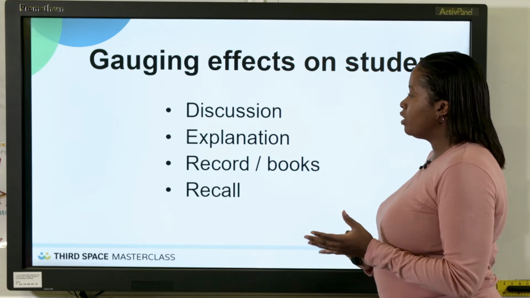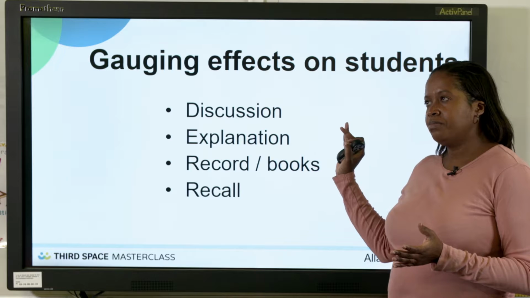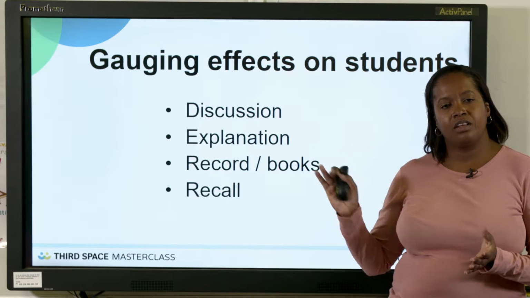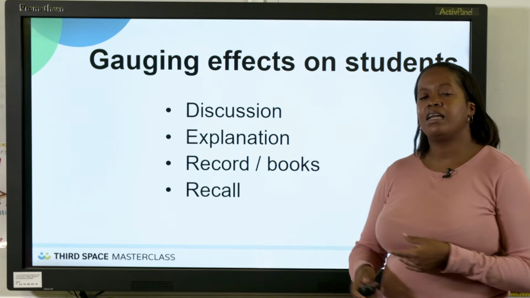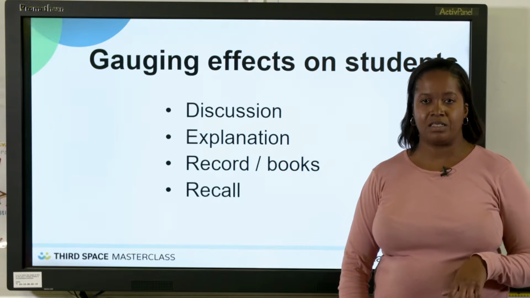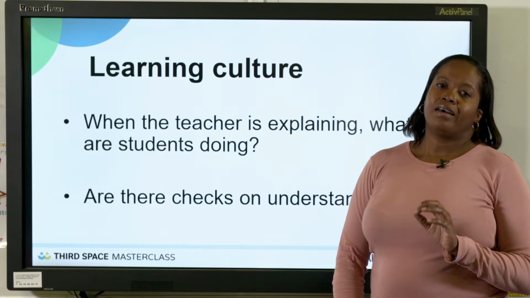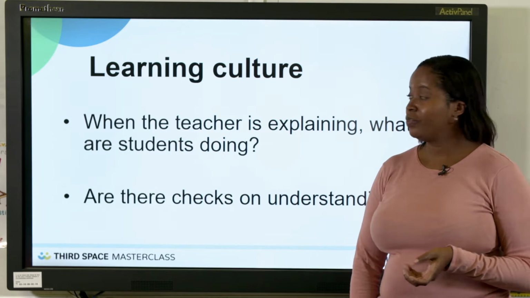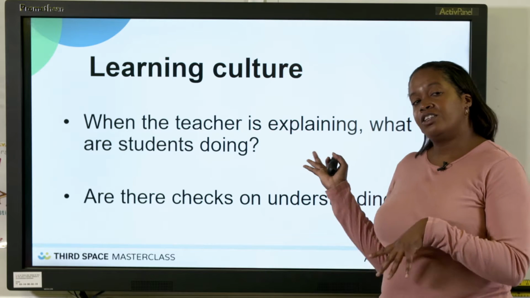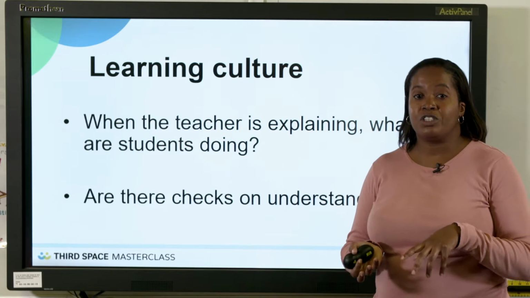So when you're looking at your students, look at their discussion, the explanation, the record that they have, whether within their books, and then their level of recall of all of the ideas. And then we get to the learning culture, really important in any school. If you think of the learning culture, you have some key questions you need to ask yourself.